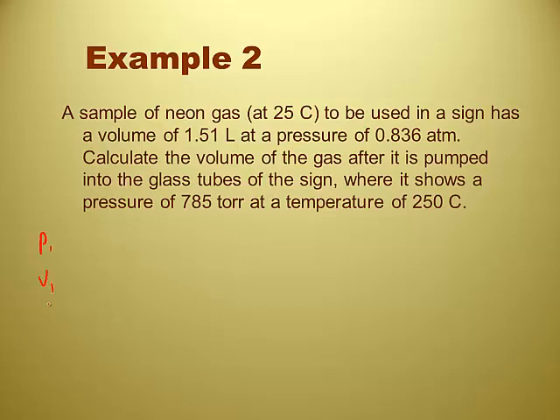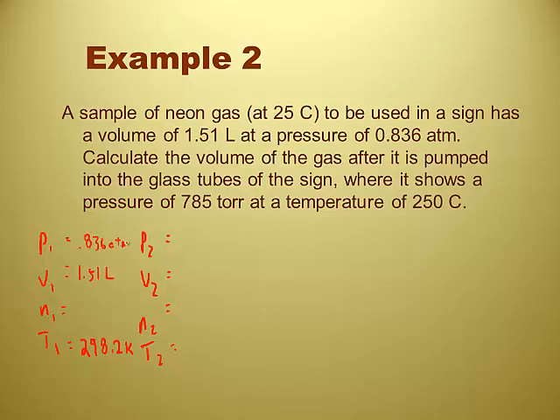All right, P1V1 N1T1, P2V2 N2T2, because we're dealing with a combined gas law problem. And we're dealing with 2 sets of conditions. They've got a sample of gas at a certain temperature and pressure, and they go and mess with it. Let's see. Neon gas. Temperature 25 degrees Celsius, that's plus 273, so it's 298.2 Kelvin. It has a volume of 1.51 liters and a pressure of 0.836 atmosphere.